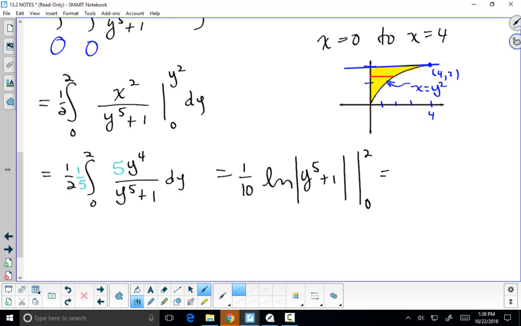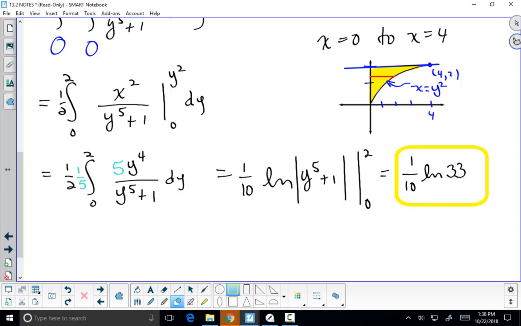Plugging in 0 gives nothing. So all we have to do is plug in the 2. So this is an example where we have to switch the order of integration for the integral to even be manageable for us.